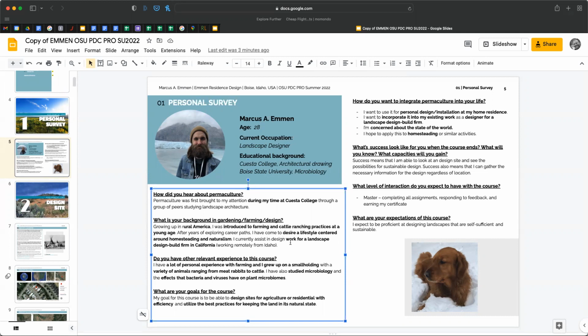Now, the third thing that's great about bolded highlighting is it gives you a chance to tell your reader what you think is important. So first is yourself, second is for us. But say you have a client, and generally clients are not as well educated as we are about the subjects that we are being hired to. Why else would we be hired? So in this situation, if we have some bolded highlighting, like what is your background in gardening, farming, and design, growing up in rural America, introduced to farming and cattle ranching, young age, desire to, we can really pull out the specifics here for Marcus.